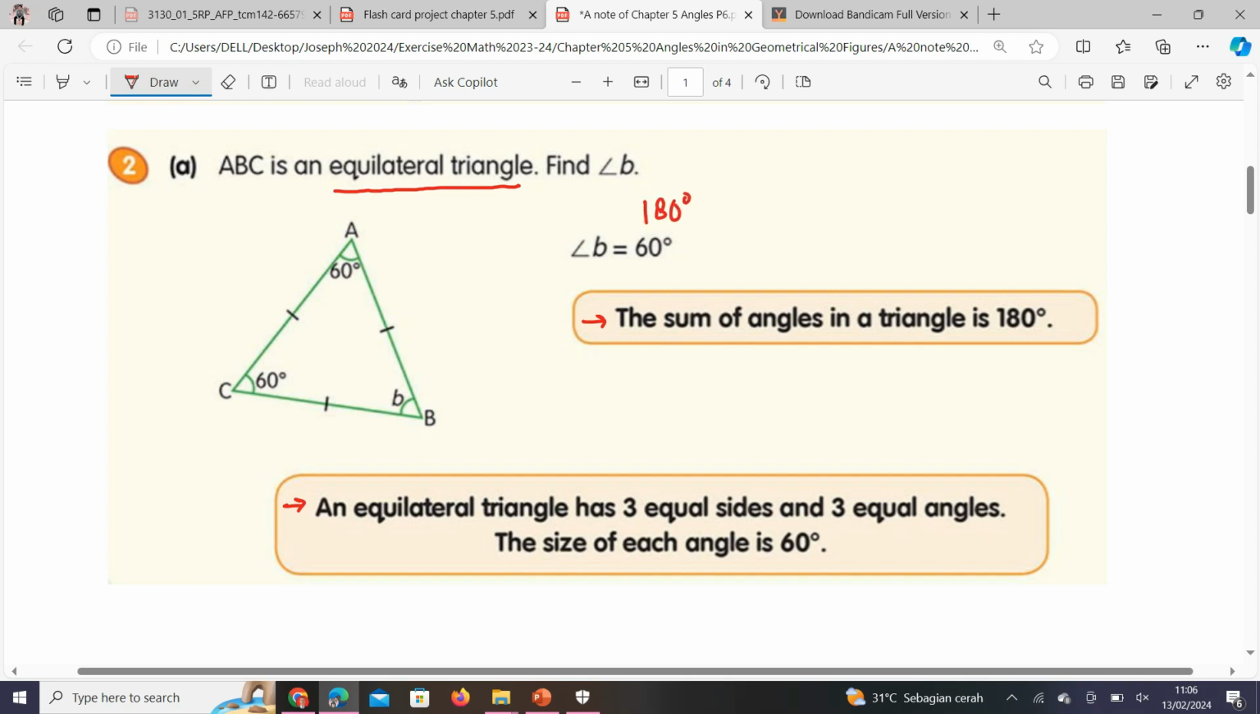180 degrees divided by 3, because an equilateral triangle has 3 equal sides, equals 60 degrees, and also has 3 equal angles. After that, if you see the angle of ACB here is 60 degrees, CAB is 60 degrees, then the angle of B or the angle of ABC equals 60 degrees. So the sum of the three angles in a triangle is 180 degrees. Next, we go to the next point.